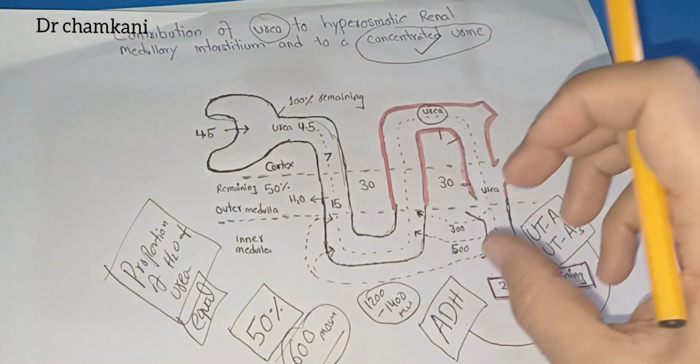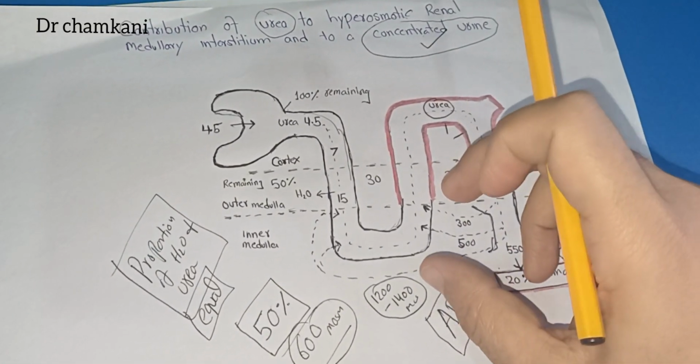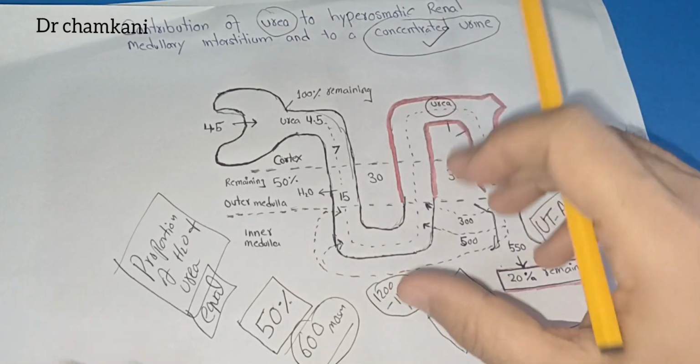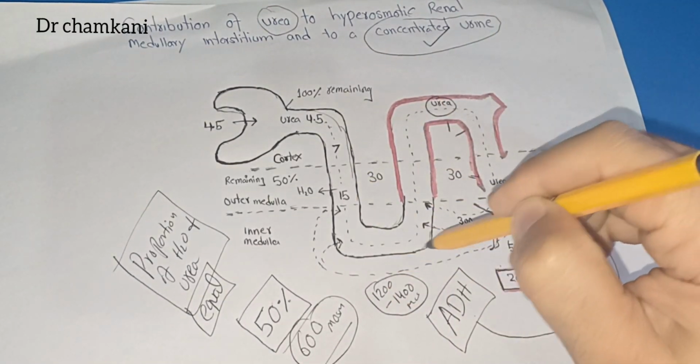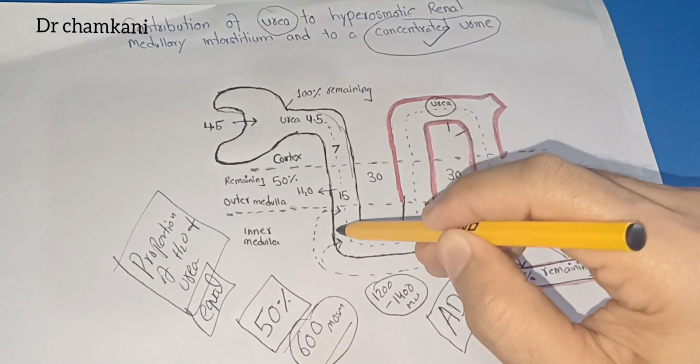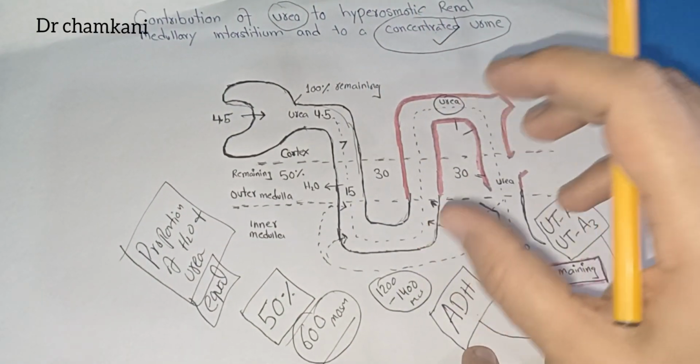Now, this hyperosmotic inner medullary interstitium is not easily formed. There is a recycling of urea. Urea is reabsorbed from the inner medullary duct, and then it is secreted into these ducts again. That is the recycling of urea, which we will discuss in detail in the next lecture.